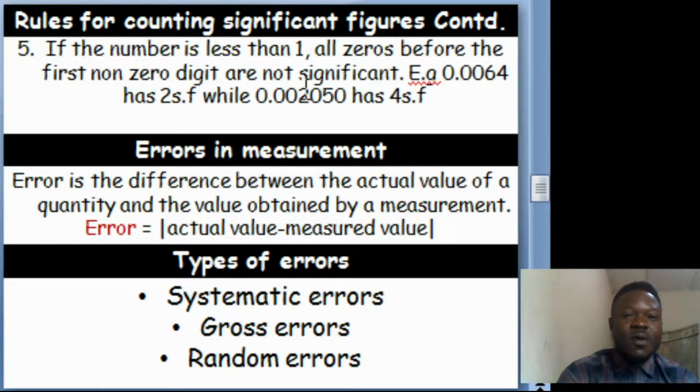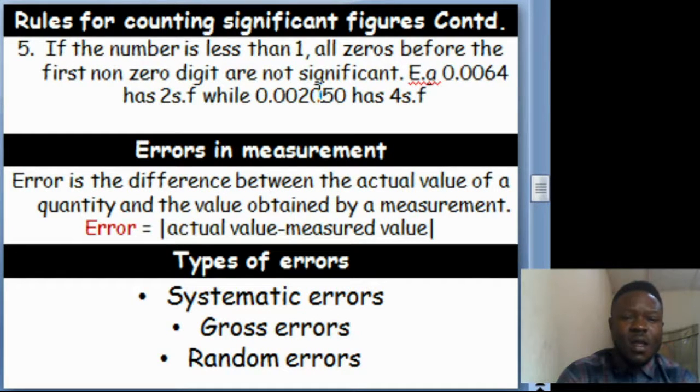2.050, they are the 4 significant figures. In 2.050, this zero falls between two non-zero numbers, and the last one falls after the decimal point. It is a terminal zero after the decimal point, so it is counted, and that's why this one has 4 significant figures.